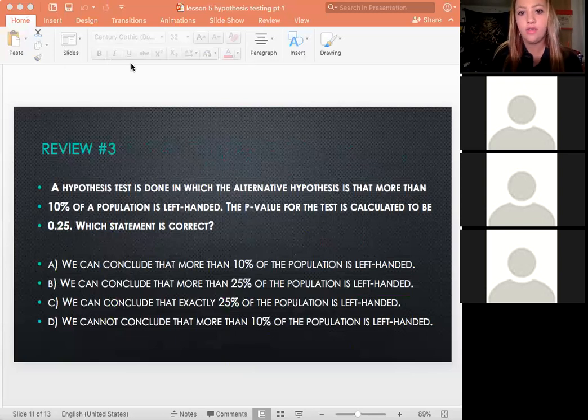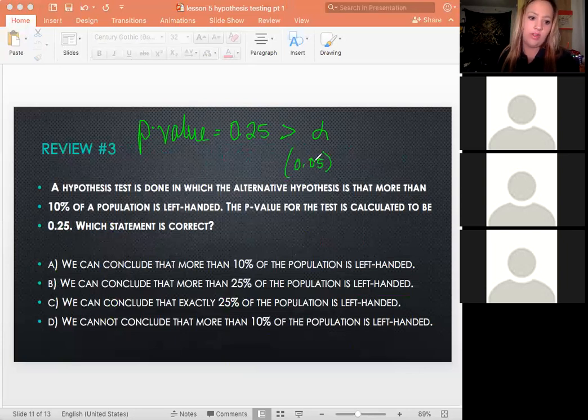Good job. Yes, our answer here is D. So based upon our p-value, which is 0.25, that's greater than our alpha, because we often say that our alpha is 0.05, remember. So if you're not given it, assume it's 0.05. And since it's greater than alpha, that means we're going to fail to reject the null.